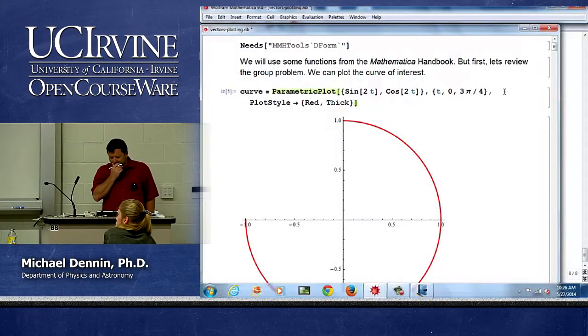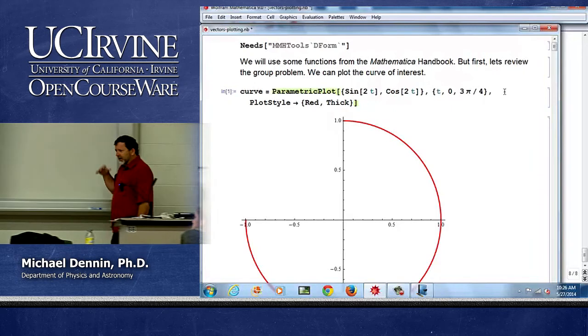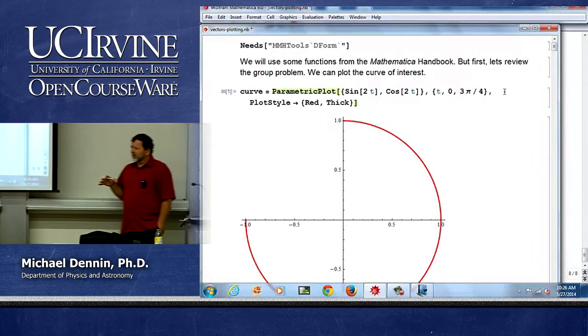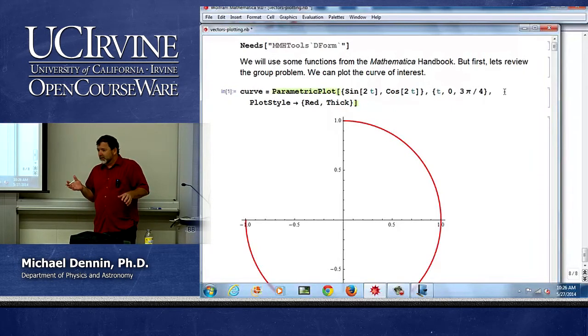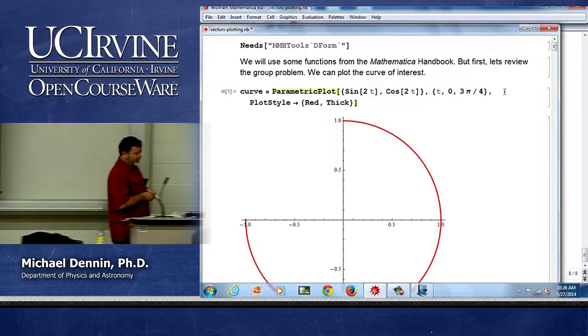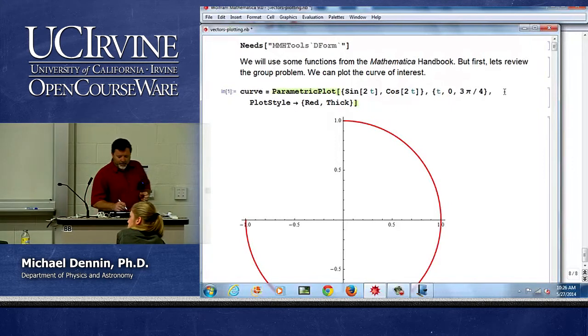So one of the things I wanted to show you is just go back over various ideas from the course with a little bit of a focus on plotting, a little bit of a focus on dealing with the vectors in Mathematica. So some of these we've seen in group problems, we've seen in other places. Kind of want to do it over.